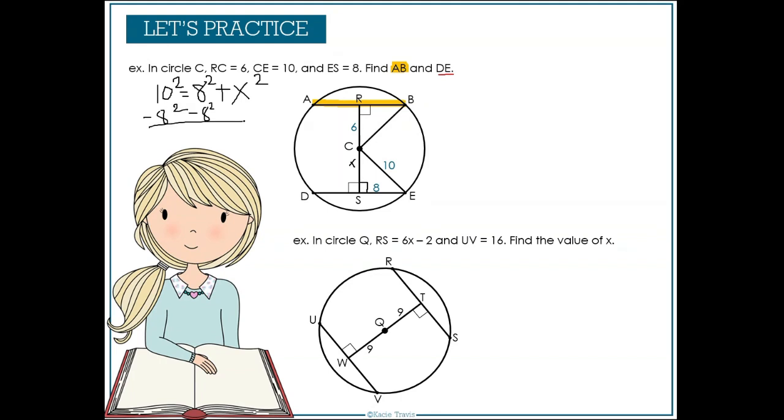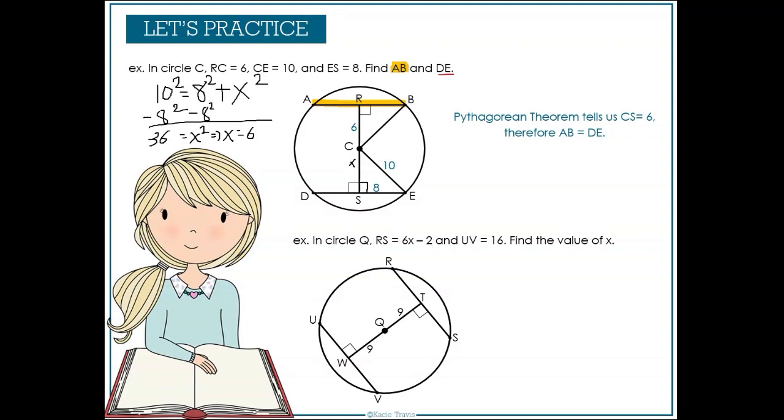So 10 squared minus 8 squared, that is 36. When we go through and do that in our calculator, if 36 is equal to x squared, then that means that x is actually 6. So, if that's the case, that x there tells us that it's 6. Now, if that's the case, and this is 6, that means AB is equal to DE.